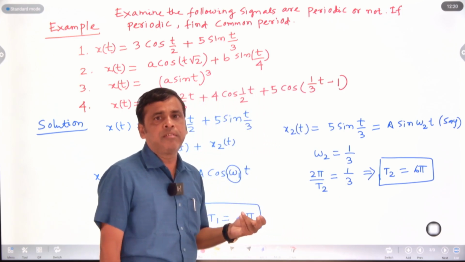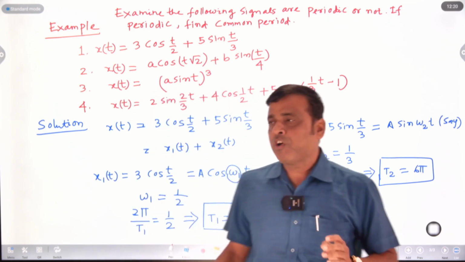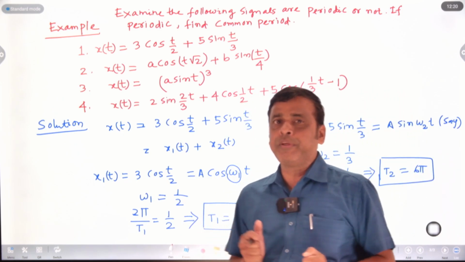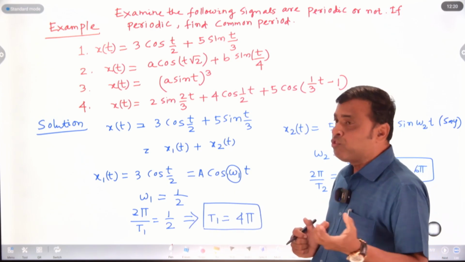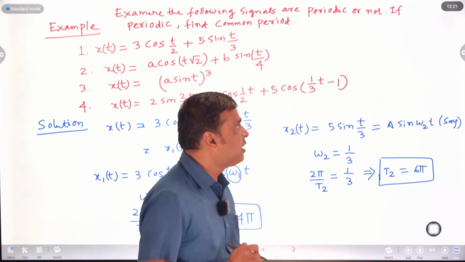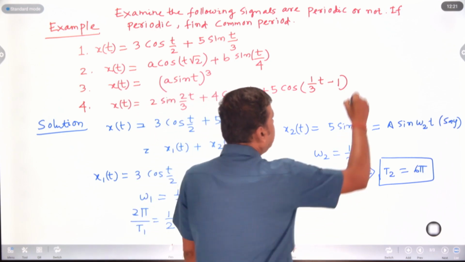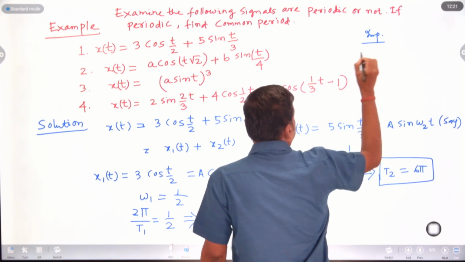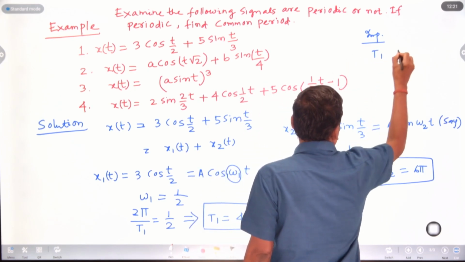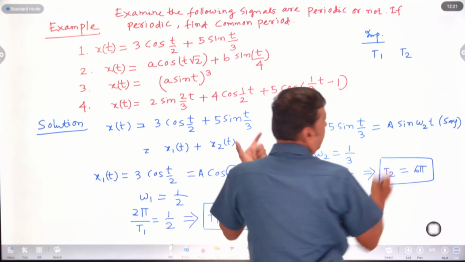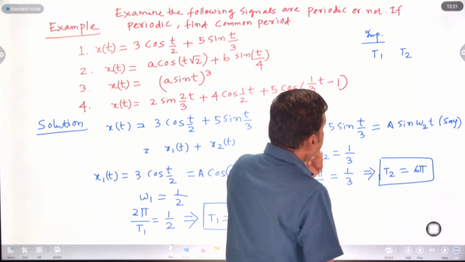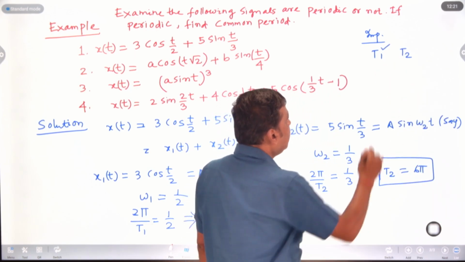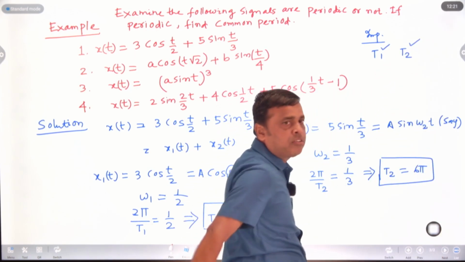One very important thing: if the sum of a multi-tone signal is given, you have to find out how to calculate the common period T and how to judge whether the signal is periodic or not. These are the following formulas. The key thing is, first calculate T1 and second calculate T2. If another signal is given, calculate T3 also. T1 is the fundamental period of the first sinusoidal signal, and T2 is the fundamental period of the second sinusoidal signal.